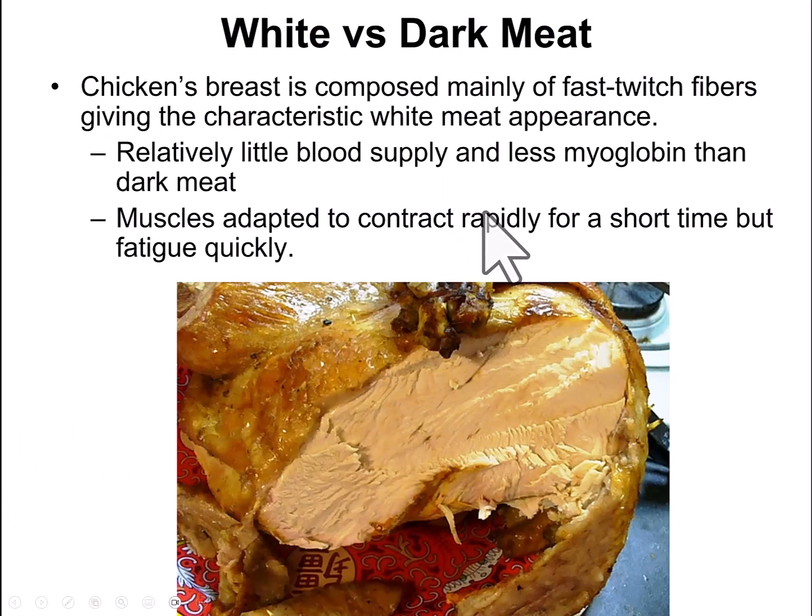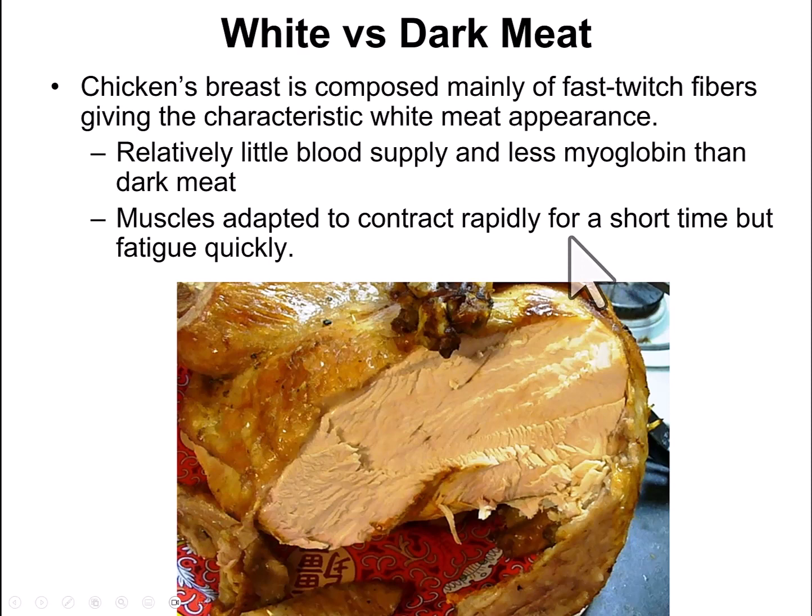When you look at a chicken's breast, it's composed mainly of fast twitch fibers, given the characteristics of white meat appearance. Now, we don't have this in our bodies because we have a mixture of the two fiber types. Even though we could have more of one fiber type in a skeletal muscle than another, it's such a mixture that you don't have white muscles versus dark muscles in our bodies. But in a chicken, you have white meat because it has white fibers predominantly in the breast meat. There's relatively little blood supply and less myoglobin than the dark meat. These muscles are adapted to contract rapidly for a short time period, but they fatigue quickly.